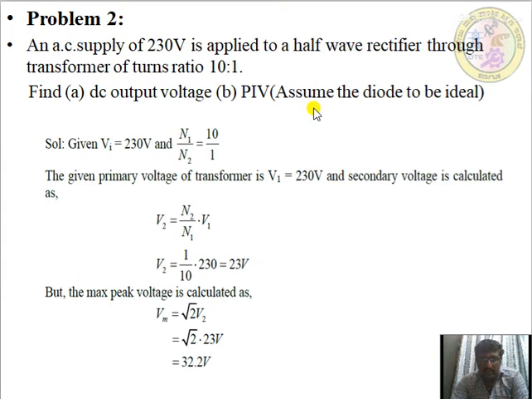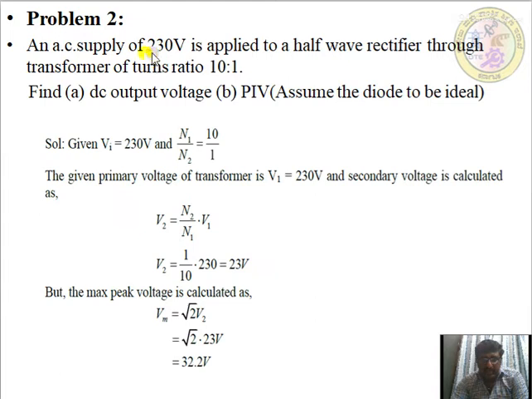Next, the second problem. An AC supply of 230 volts is applied to a half wave rectifier through a transformer, and its turns ratio is 10:1, that is N1 by N2. Find the DC output voltage and PIV, assuming the diode to be ideal. They have given the transformer ratio.